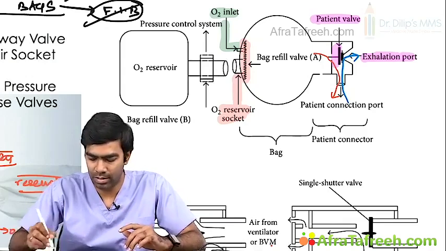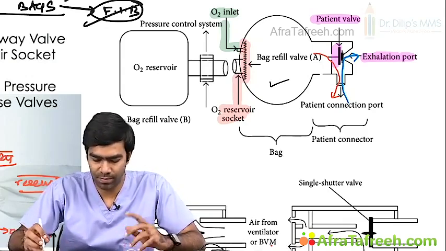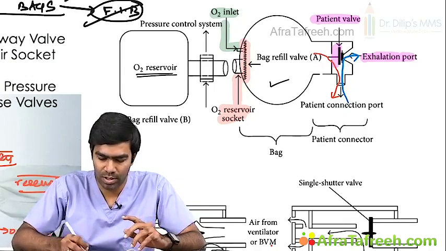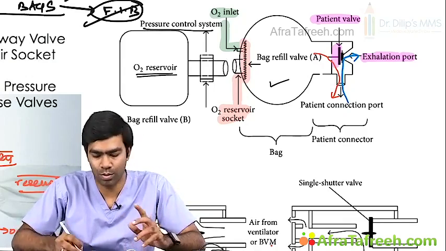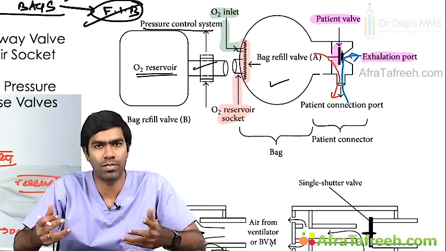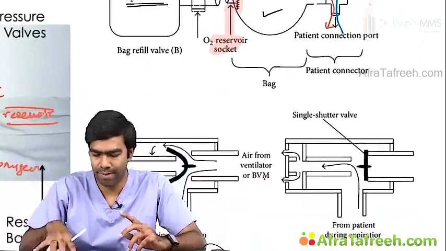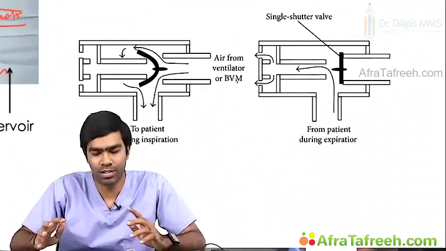And again, this is the self-inflation bag you have, and this is the oxygen reservoir, and this is the pressure control system as I told you, to leak out the excess pressure or take in atmospheric air in case of emergency scenario. So this is how a valve works generally.